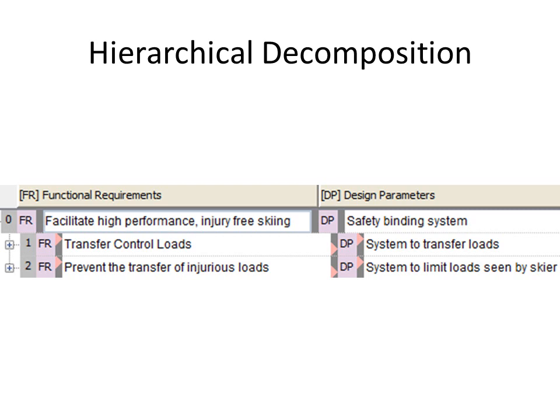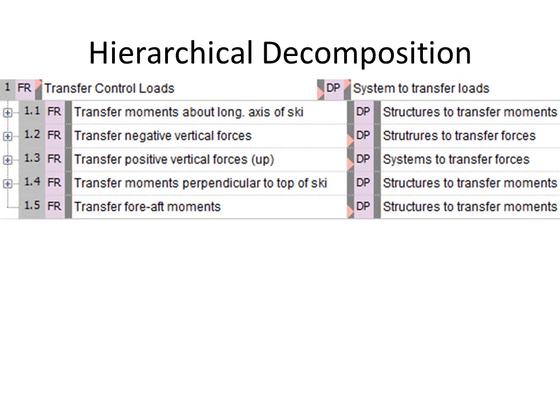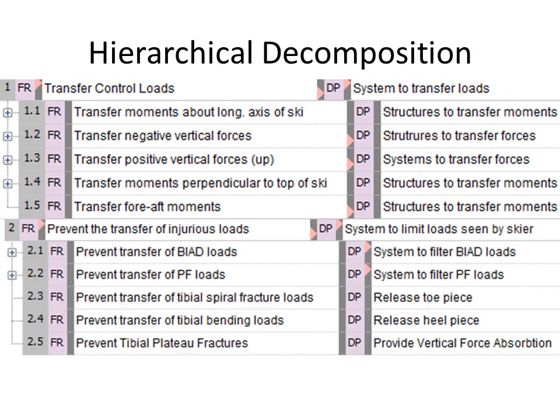Once we have identified the functional requirements, we can put them in a hierarchical decomposition to identify how we're going to solve the problem. In our decomposition, we start with FR1, which is to transmit control loads, and functional requirement 2, which is to prevent the transfer of ingress loads to the skier. We can apply a spatial directional theme to the transfer of control loads to break it down into different directions a load has to be applied to the ski.